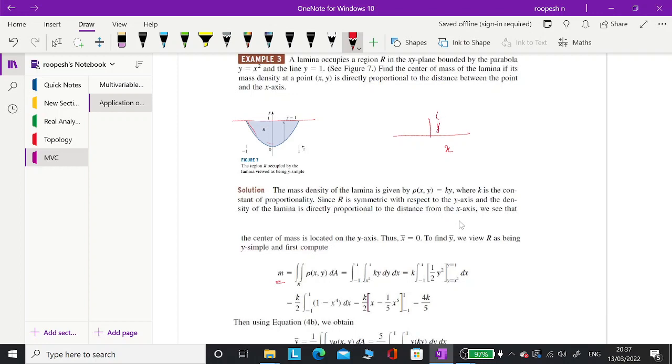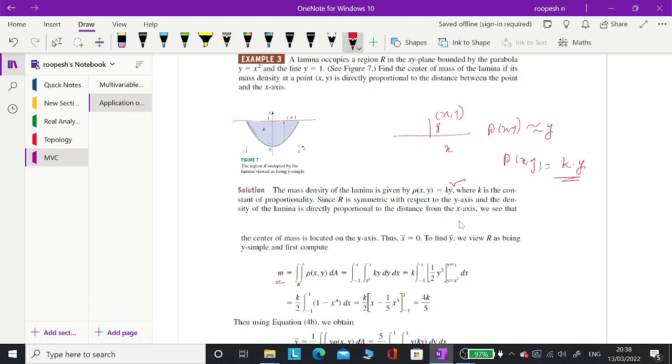Here the point xy is given, which means rho xy is directly proportional to y, so you can write rho xy equal to some k into y. Find the center of mass of the lamina if the mass density at a point is directly proportional to the distance between the point and the x-axis, so ky. So the mass density of the lamina is given by ky, where k is a constant of proportionality.